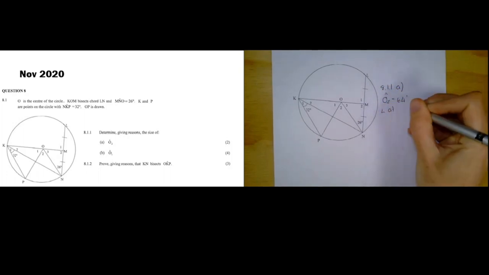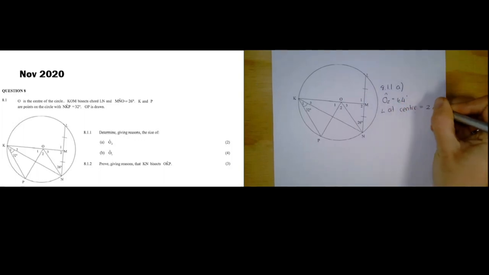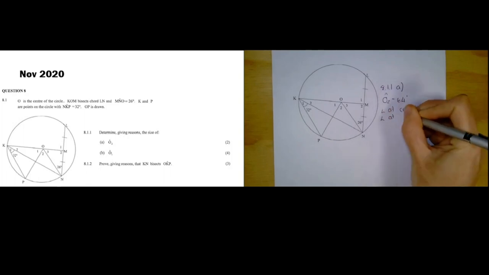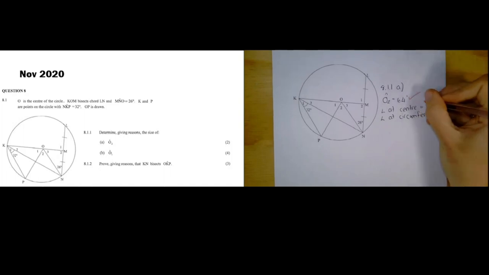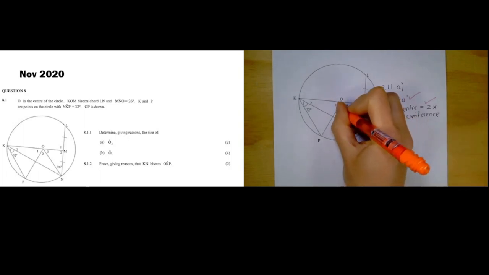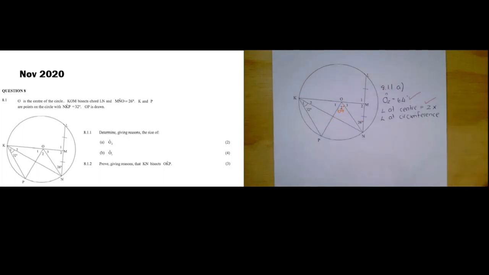Angle at center is equal to 2 times the angle at the circumference. Once again, you will see it's 2 marks. The marks go for the 64 and for the reason. Remember, if we worked out something, good practice, fill it in on your sketch. 64.